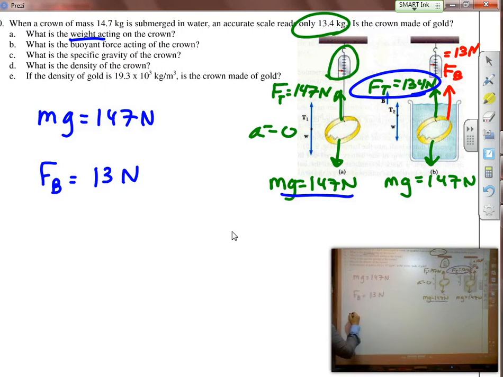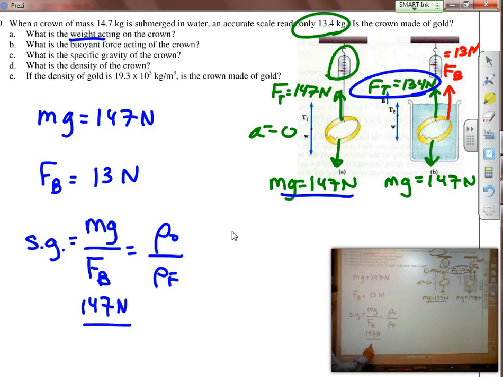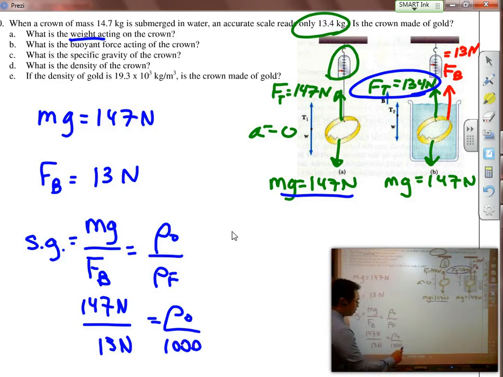So if I was to calculate the specific gravity, it would be mg of the object over the fluid, which is ultimately also equal to the density of the object over the density of the fluid. So the weight was 147 over 13 newtons. Now, we don't know what the density of the object is. This is what Archimedes was trying to solve for. But he knew that water had a density of 1,000. It had already been confirmed.